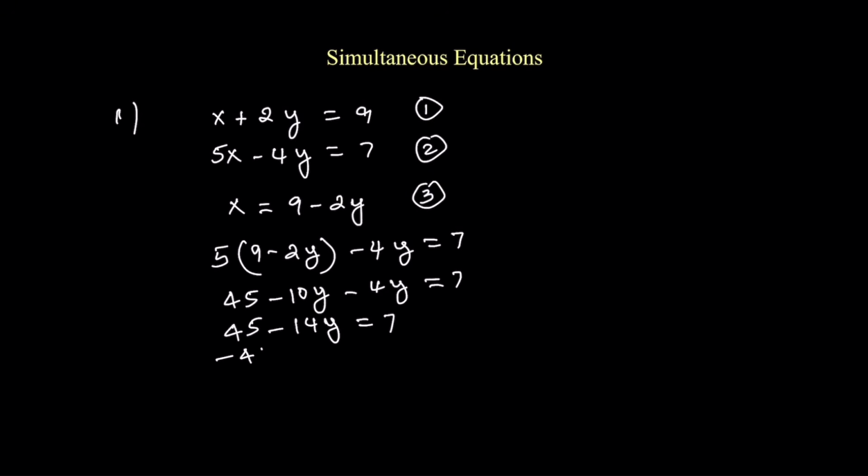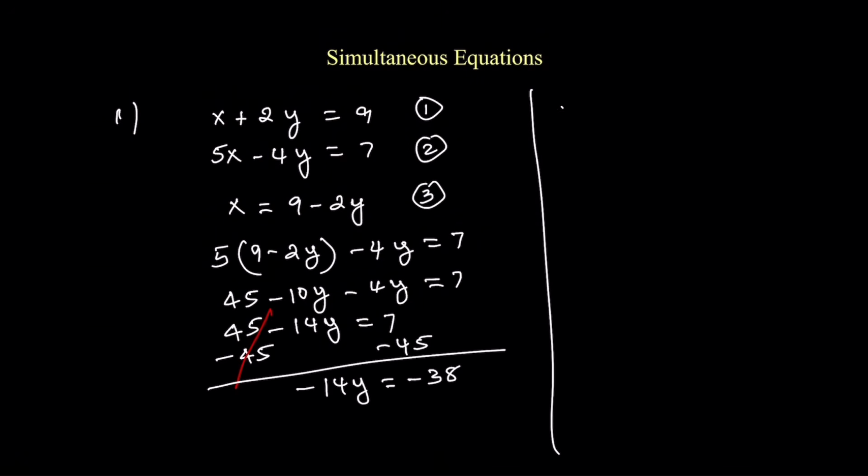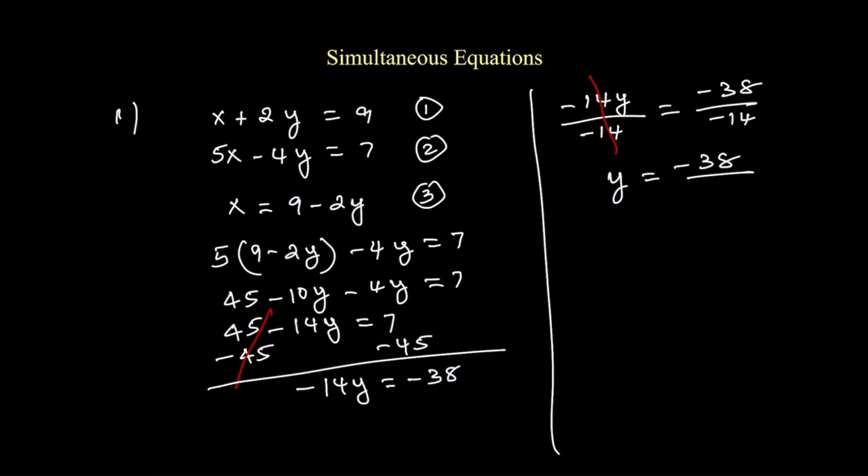Now subtract 45 from both sides. That gives -14y = -38. Now divide both sides by -14. y = -38/-14. Now divide both the top and the bottom by -2. -38 divided by -2 is 19. -14 divided by -2 is 7. So y = 19/7.